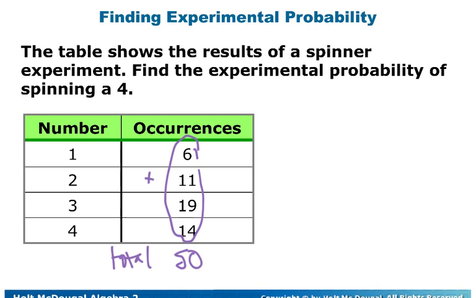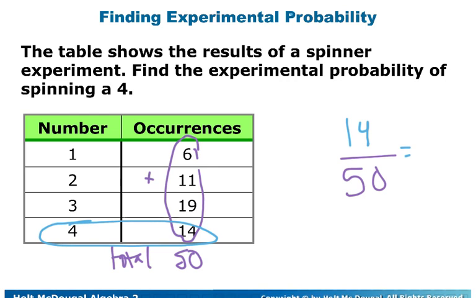And then they want you to identify a 4 happening. And so that means that we are going to talk about the number of times that we want it to occur over the number of times that actually happened. So 14 times within 50 spins. Of course, that can be reduced because they're both even numbers. And so we can get 7/25, or of course we can get the percent, which would be 28% of the time.